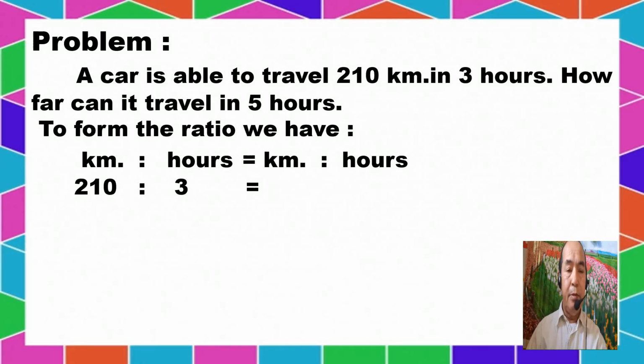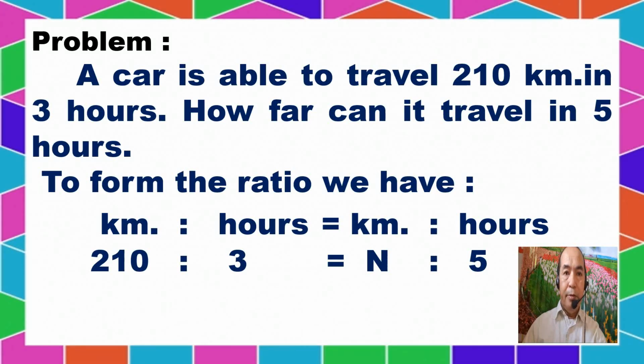So let us now formulate the first ratio. According to the problem, a car is able to travel 210 kilometers in 3 hours. Therefore, we have 210 kilometers is to 3 hours. That is the first ratio that we are going to formulate. 210 kilometers is to 3 hours.